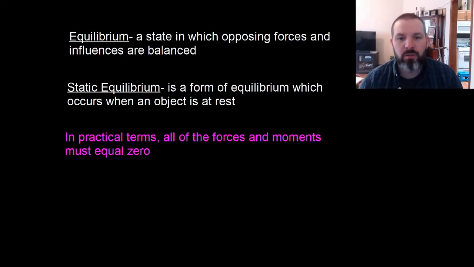Now we're getting into the meat of what statics really is: equilibrium. Equilibrium is a state in which opposing forces and influences are balanced. This course is not about overall equilibrium, it's about static equilibrium. Static equilibrium is a form of equilibrium which occurs when an object is at rest. So all opposing forces are balanced and the object is not moving. In practical terms, this means that if we sum all the forces and moments, they must be equal to 0.